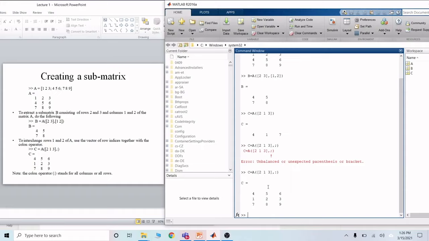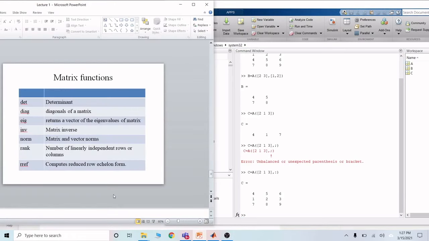That this is the error. I have to write colon. A: first, I want to note down row 2, then row 1, then row 3, and all columns. I have not written comma colon here, so it gives 4 1 7 only, because it gives only the first column. If you want all columns, then you have to write colon. Okay.